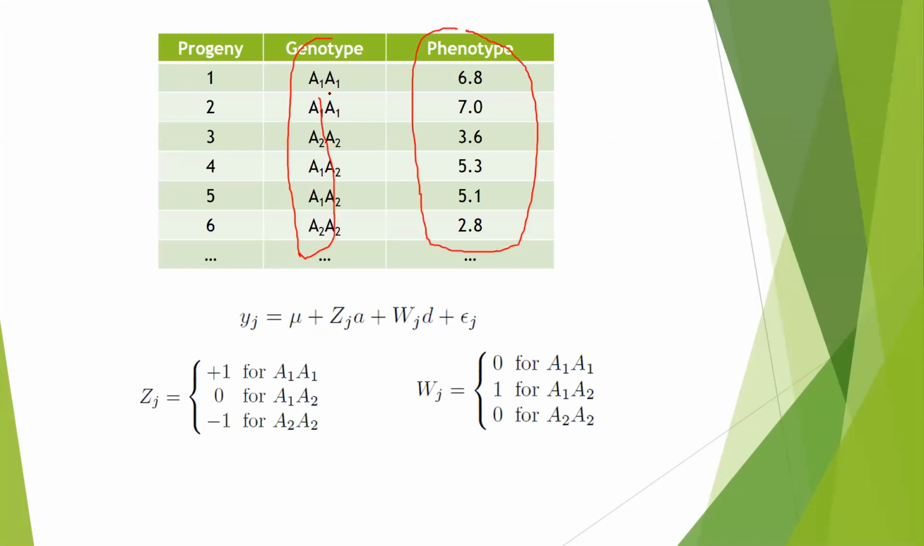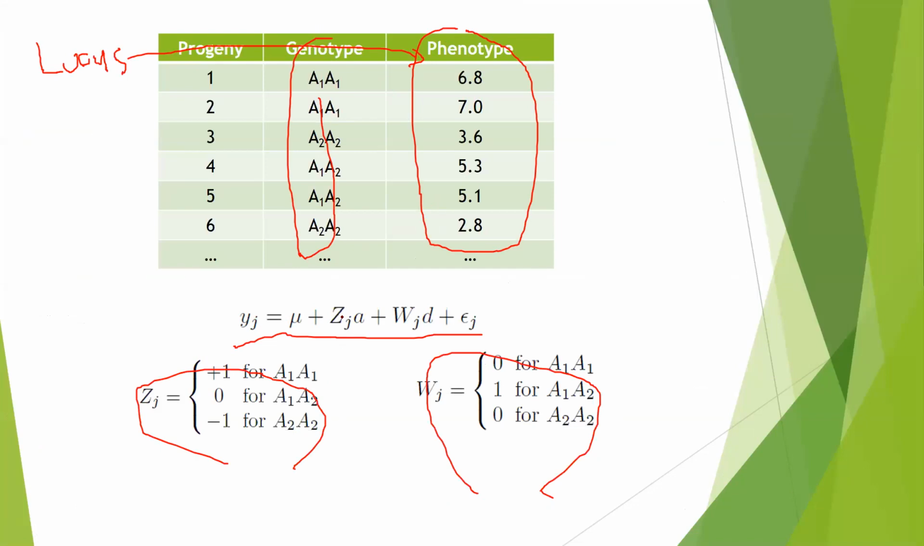So we want to test if the genotype of this locus is associated with the variation in the phenotypic value, right? We can use this linear model, because this is the standard way to define these two variables, z and w, to describe the additive effects and the dominant effects. That's easy. If I give you the data like this, you can easily construct this linear regression model and perform the test to tell me whether this locus is associated with the phenotype or not.